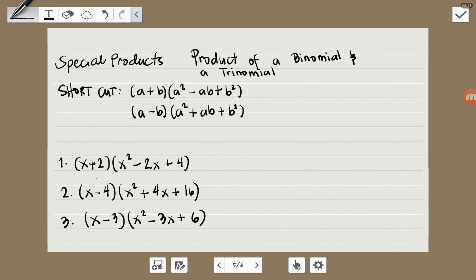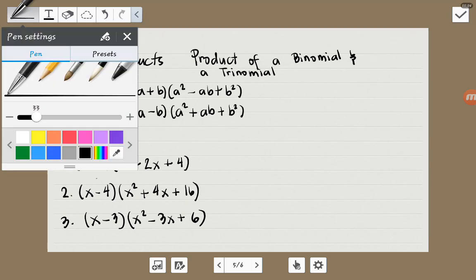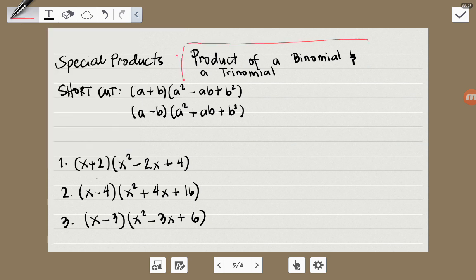Okay, so let's have our fourth special product, which is called product of a special binomial and a trinomial. Okay, so bakit siya special product of binomial and a trinomial? Kasi you can only multiply, or you can only get a certain pattern or a certain answer if you have this kind of pattern of a binomial and a trinomial. So, ano bang meron sa pattern na ito?